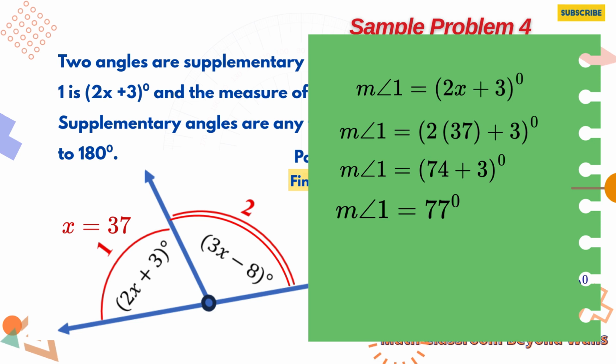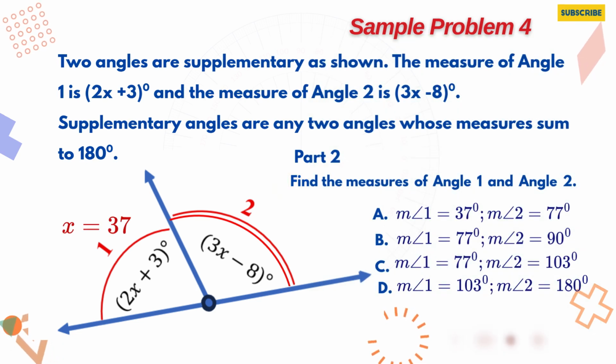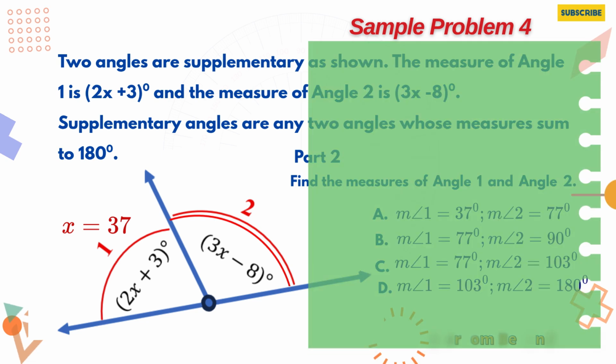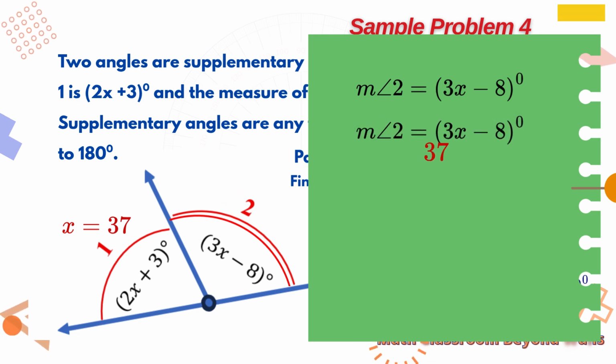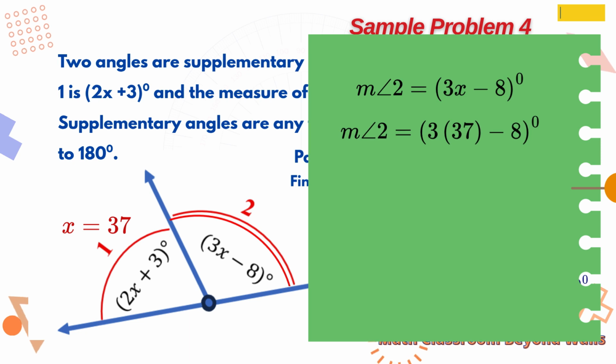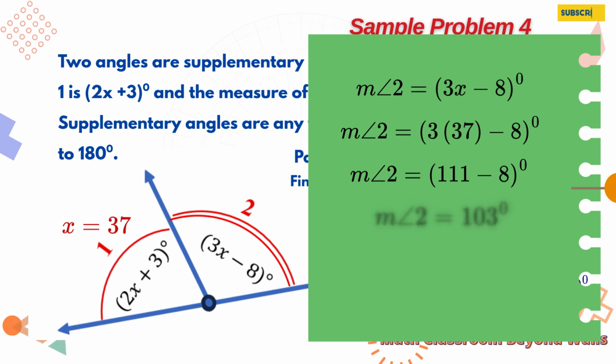Did you get it, learners? We now solve for the measure of angle 2. We start again by writing the given expression for angle 2. Plugging in the value for x, we have multiplying 3 and 37 gives us 111. 111 degrees minus 8 degrees gives us 103 degrees.